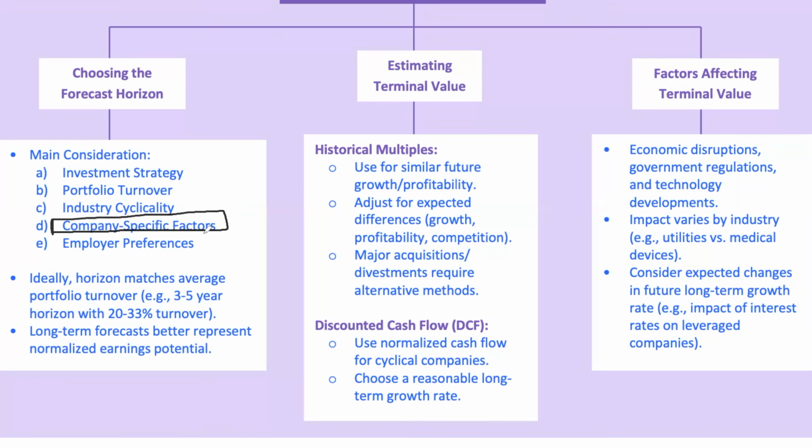Company-specific factors. This is where you consider the company's own situation. Is it in the middle of a major acquisition? Did it just launch a groundbreaking product? Your forecast horizon should be long enough to capture the expected benefits or risks of these events.